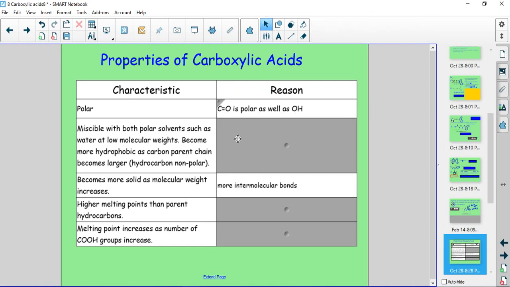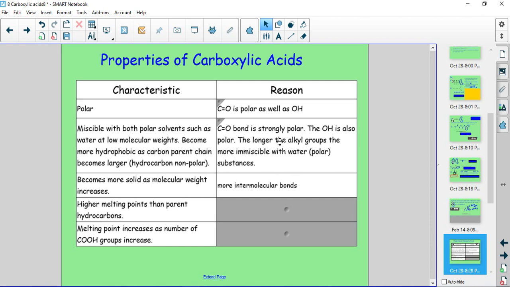Now that being said, it can be miscible in both polar and nonpolar substances depending on its carbon chain, right? The longer the alkyl group, the more nonpolar it's going to be, and the more nonpolar it's going to be, the less miscible it is in water.